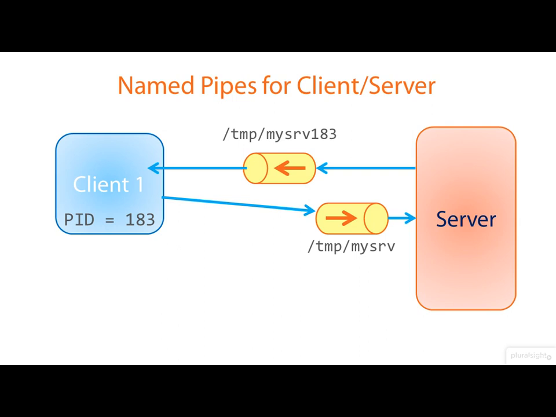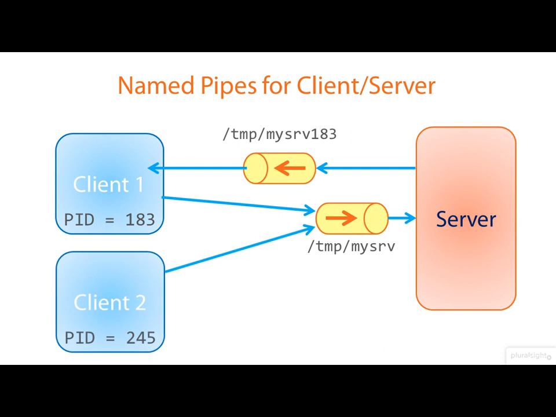So now the client and the server can communicate. Do notice, however, that this only works within the local machine. This is not an IPC mechanism that works across the network. Here a second client connects and it gets an additional pipe to receive the replies coming back from the server.